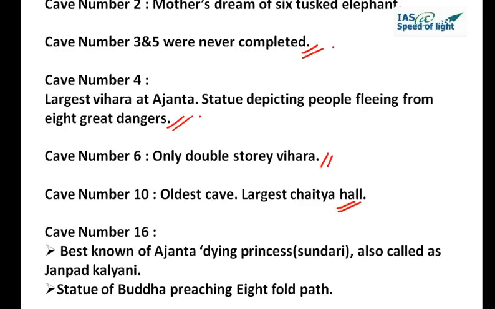Cave number 16 is very important. Best known of Ajanta, the Dying Princess Sundari, also known as Janpad Kalyani, and a statue of Buddha preaching the Eightfold Path. This is the picture of the dying princess, cave number 16. So how do you relate it? 16 is sweet 16 candy. Sweet candy, and the princess is dying to get this sweet candy. This is how you have to relate all of the caves.